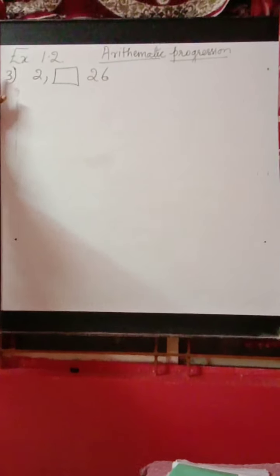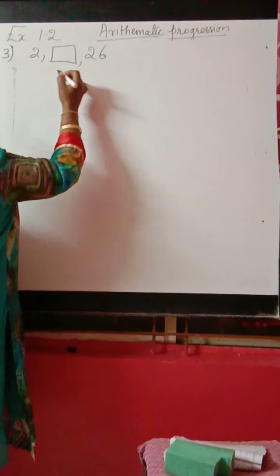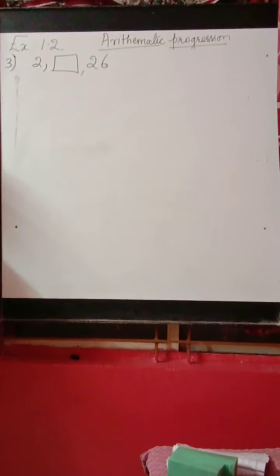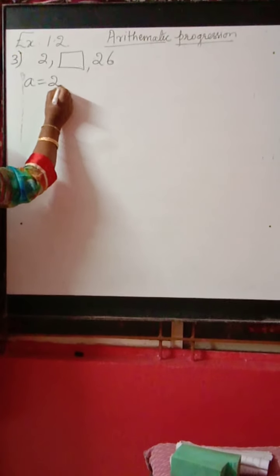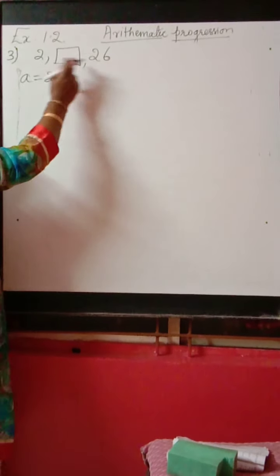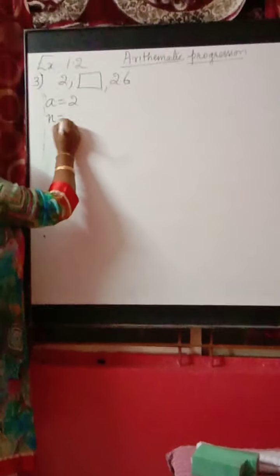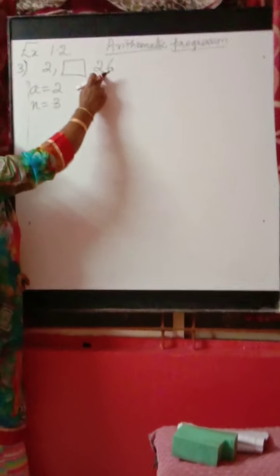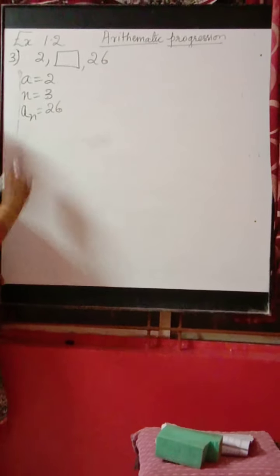See, in the third problem, they have given: 2, blank, 26. So this is an arithmetic sequence. In this sequence, which is the first term? This is the first term, isn't it? A is equal to 2. Here you have only 3 terms, 1, 2, 3. So n is equal to 3. Number of terms in the sequence is 3. Which is the last term here? An is equal to 26.